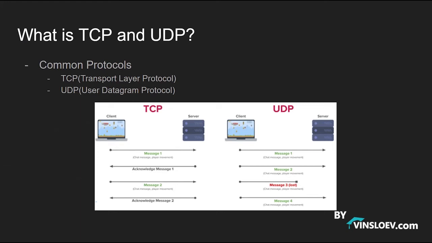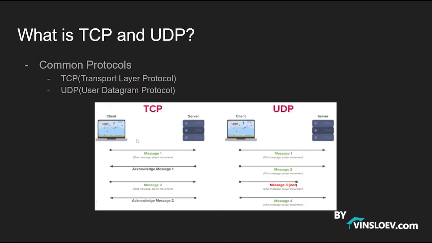What is TCP and UDP? These are the most common protocols used when doing networking. So we have TCP, which is Transmission Control Protocol, and we have UDP, which is User Datagram Protocol. This is a way of transferring information between computers and over networks. And we have a graphical illustration of how they work right here.